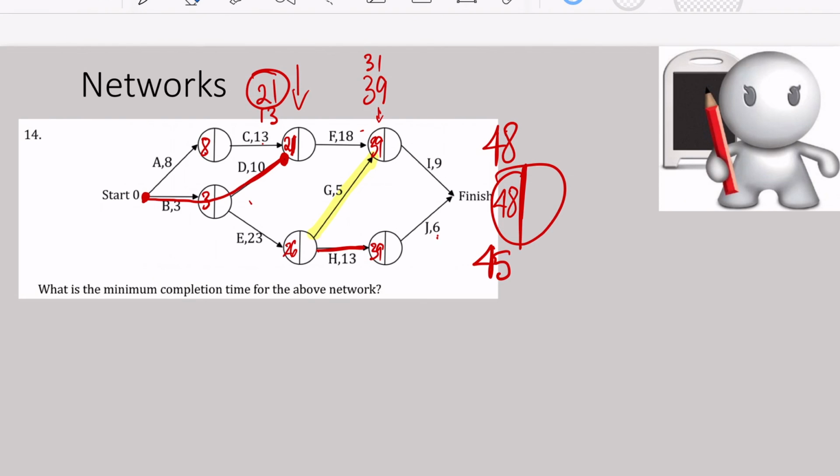And that's your answer. What is the minimum completion time for the above network? 48. It hasn't stated a unit. I believe I was saying repeatedly minutes, but as I said, it could have been days, could have been hours, not really sure.